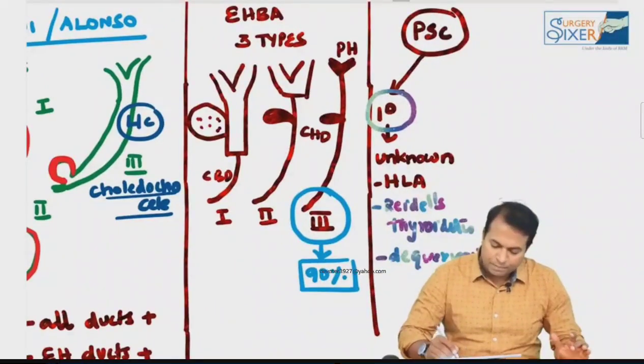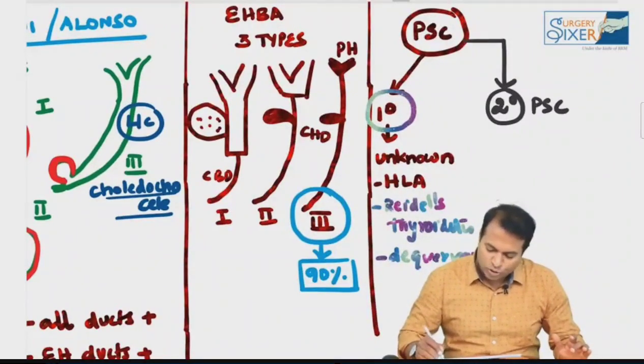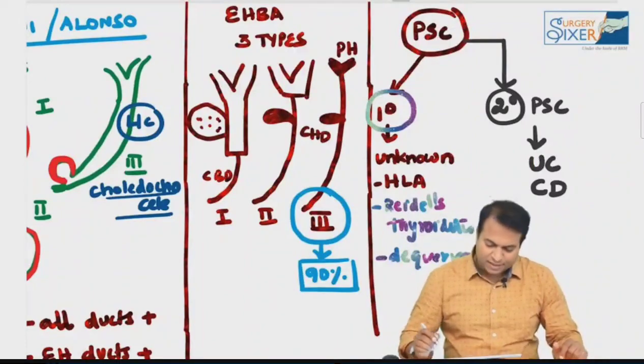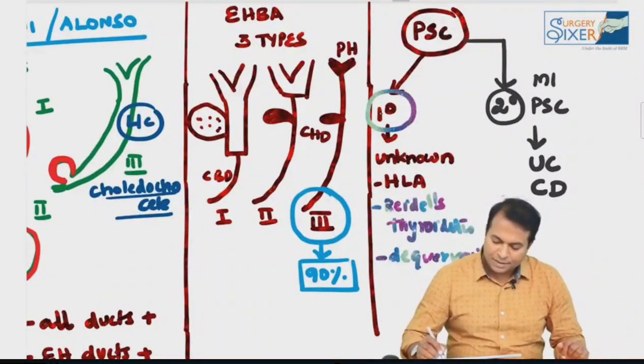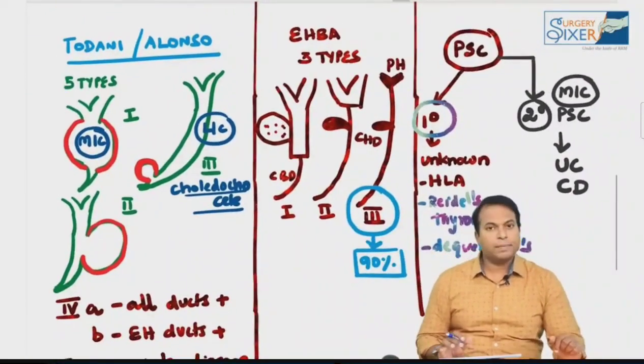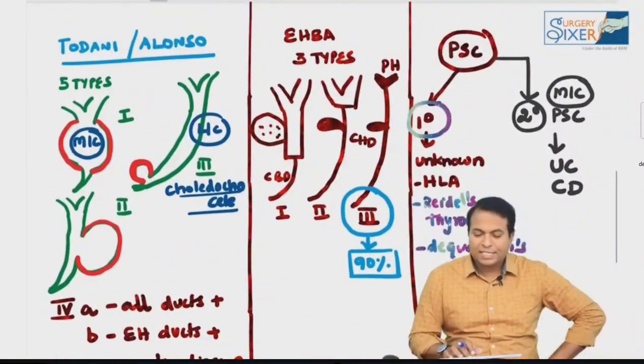And all of you know very well, the secondary type of primary sclerosing cholangitis is associated with what disease? Ulcerative colitis and Crohn's disease. Which is more common of the 2? The secondary type is most common. Please don't forget these classifications: classification of choledochal cyst, EHBA and primary sclerosing cholangitis.